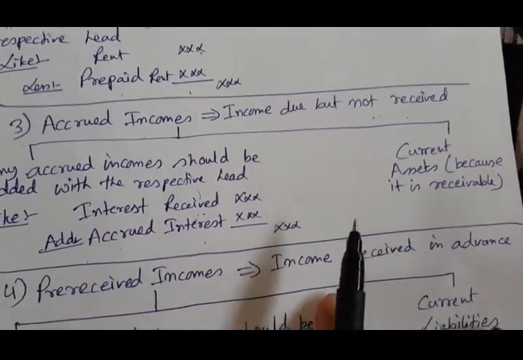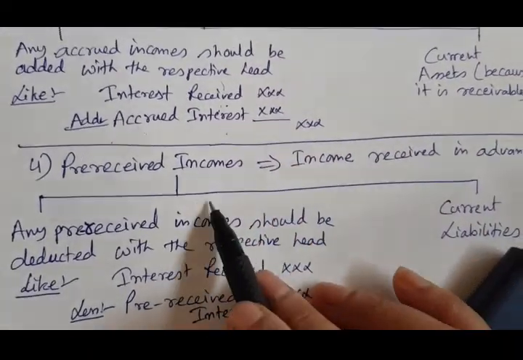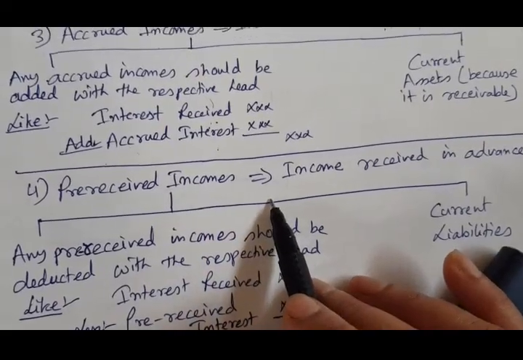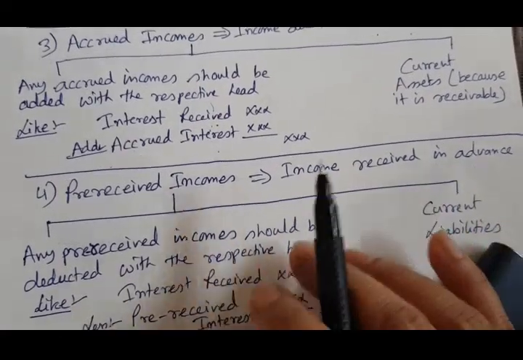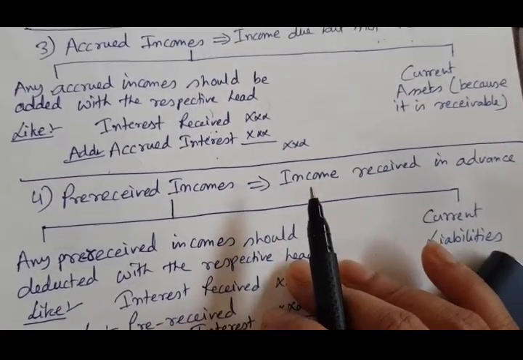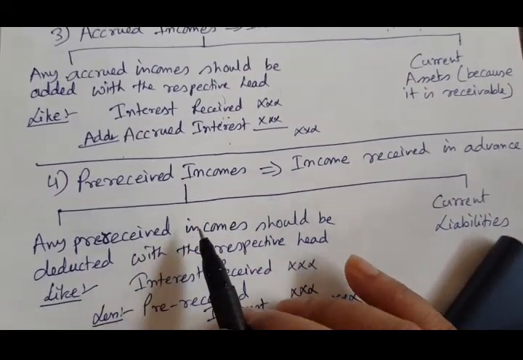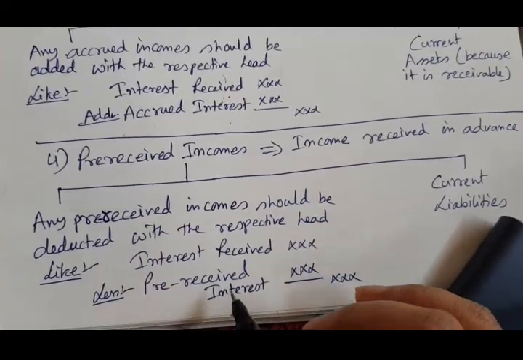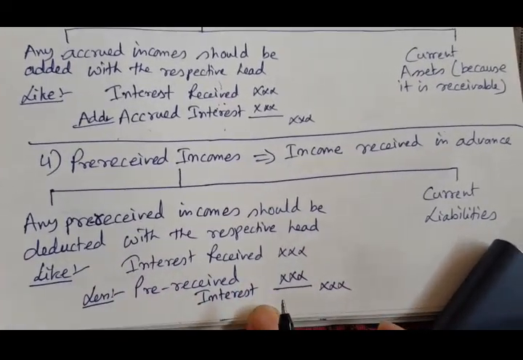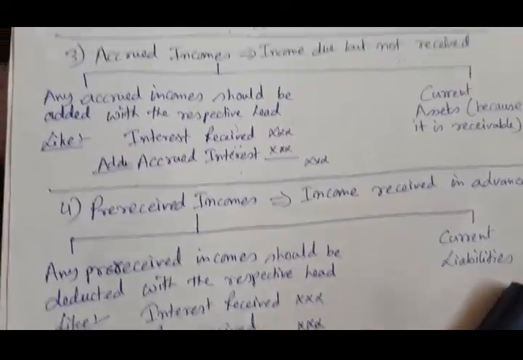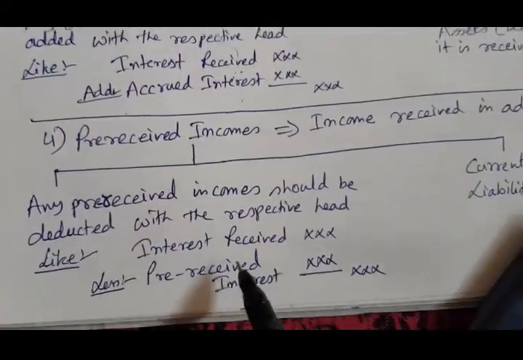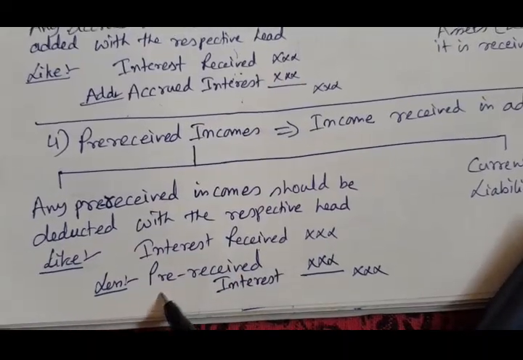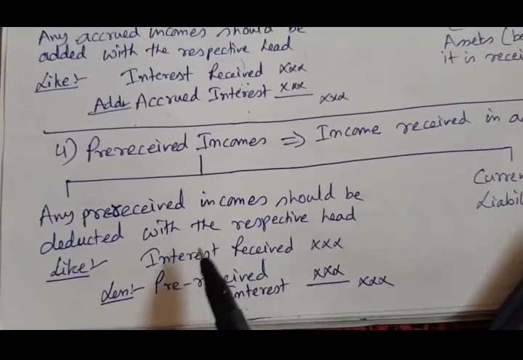Understood? The last one, pre-received income. Pre-received means income received before the due date, in advance. So any income received in advance is called pre-received. Say interest we have received for the month of May in advance. Any pre-received, just like prepaid, must be subtracted from the respective head. See here, from interest received, I have subtracted pre-received interest in profit and loss account.